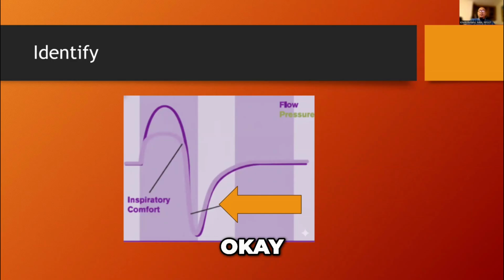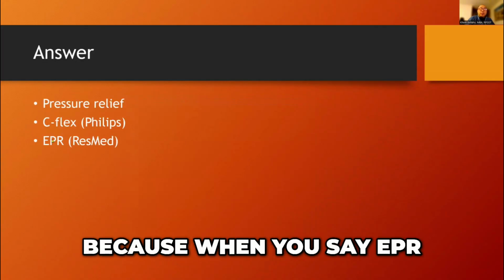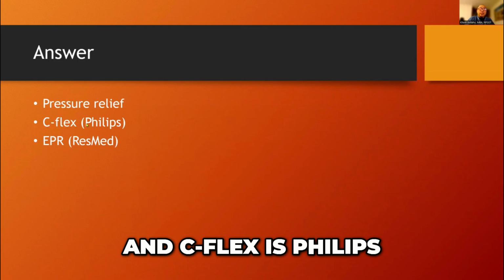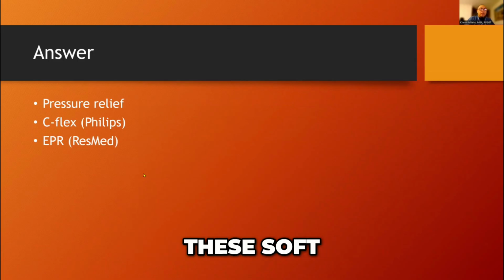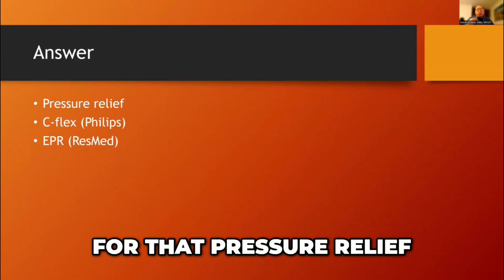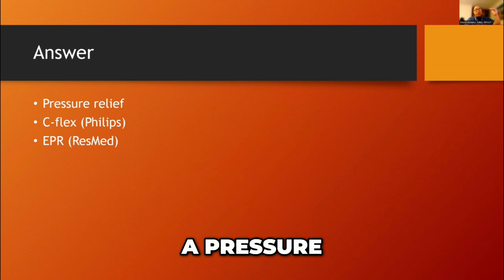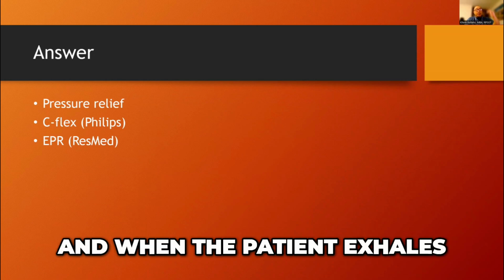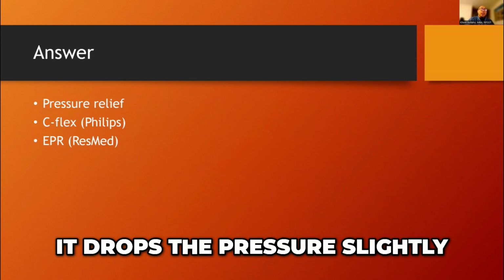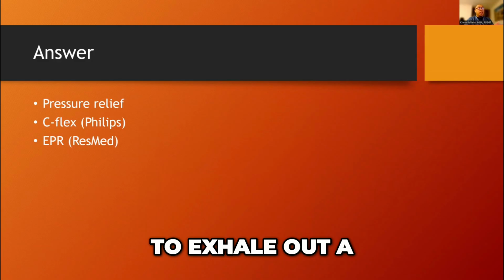EPR is one. Okay. So anybody else? What else? So it could be EPR. It could be also C-Flex, because when you say EPR, that's ResMed. C-Flex is Philips. Then they also have things like SoftPAP with Fisher and Paykel. And so you have to look for that pressure relief or pressure release. It's when the CPAP is giving a pressure and when the patient exhales, it drops the pressure slightly. And typically you have a setting of 1, 2, or 3. Three settings to drop the pressure, to allow the patient to exhale a little bit more comfortably.